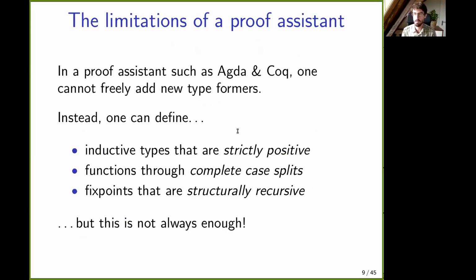And instead, there's a more restricted set of common patterns that you can use to define new types and new functions of these types. In particular, we can define inductive types that are strictly positive. We can define functions that are complete, so that they cover all the possible cases. And we can define recursive fixed points as long as they are structurally recursive, so they are terminating. And that's all good and well. You can do a lot of things with that, but it's not always enough. So this limits the ways in which we can extend a type theory.